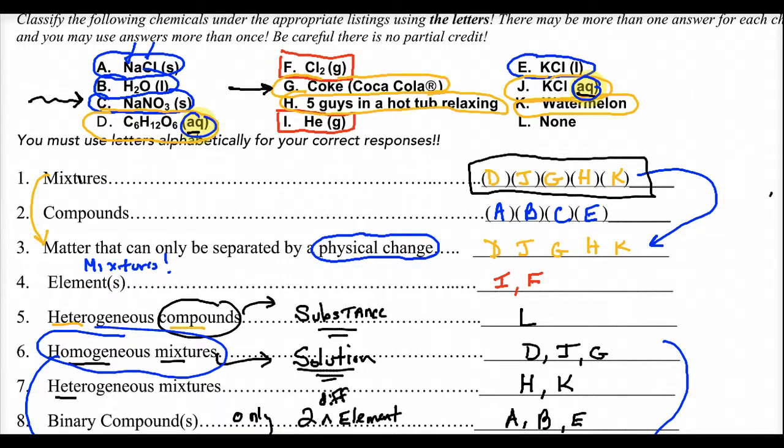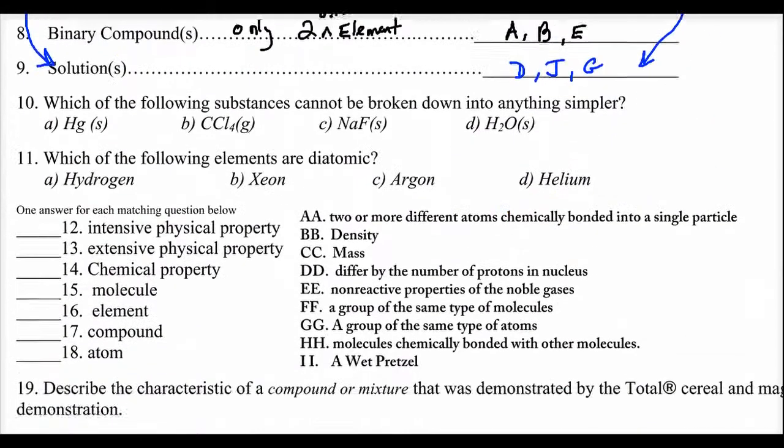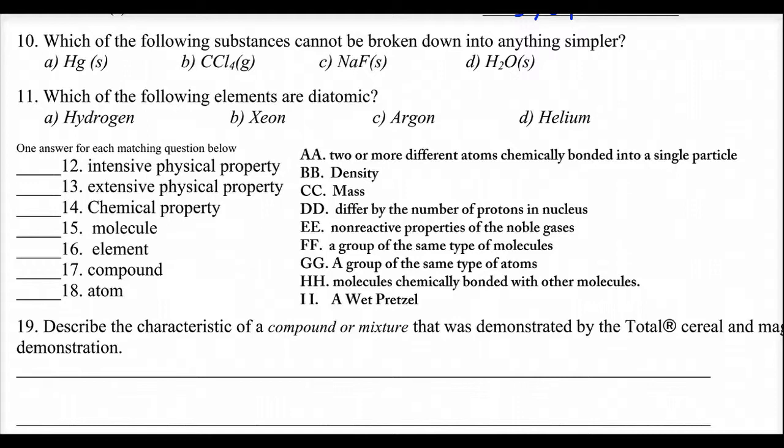All right, moving forward. Which of the following substances cannot be broken down into anything simpler? Well, my friends, in chemistry, the element is the simplest form of matter. It only has one capital letter. So this is Hg, one capital letter. This is only one type of atom. That's why it's A. This is the only one that's an element. By the way, it's mercury. Latin name is hydrargyrum, or liquid silver.